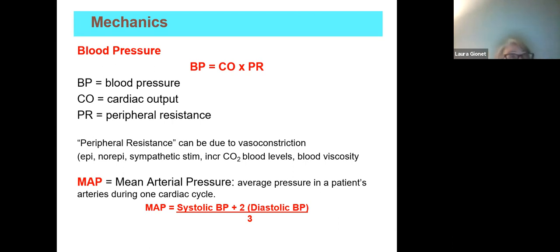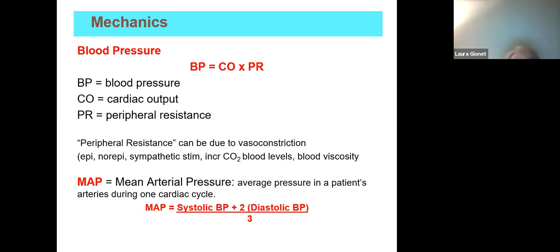Pressure is the greatest when we're closest to the source of the pump, which is your left ventricle. And as you travel away from the left ventricle, because of friction and gravity and so forth, the blood starts to slow down some. And the farther away from the pump you are, the more the pressure starts to diminish. So blood pressure is a function of cardiac output times peripheral resistance. So blood pressure is the product, I should say, of cardiac output and peripheral resistance.